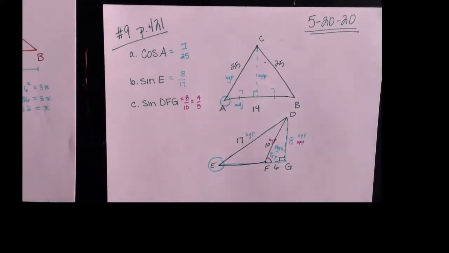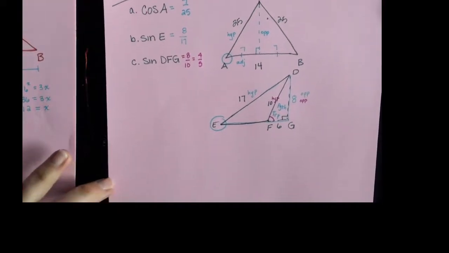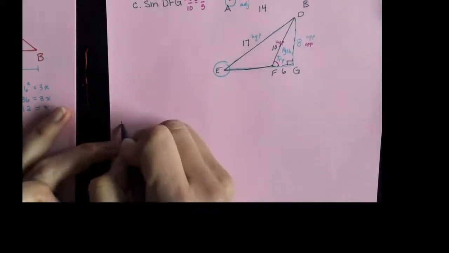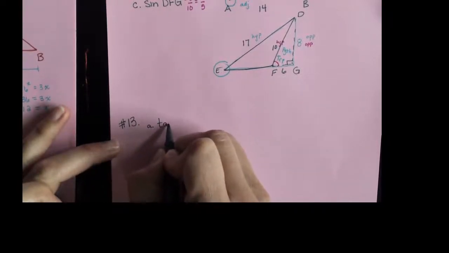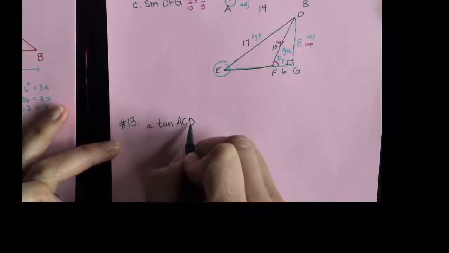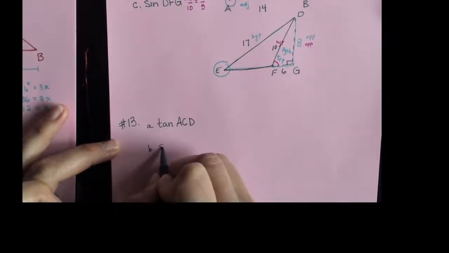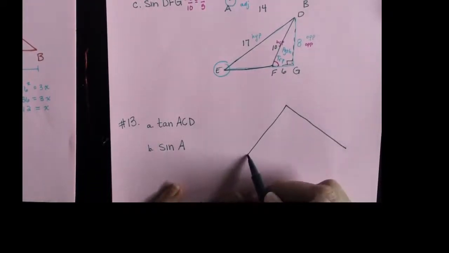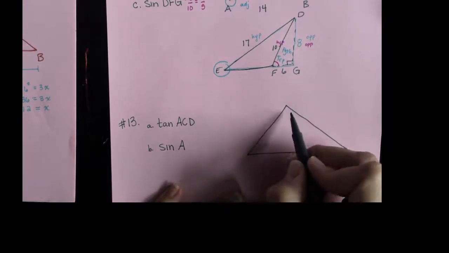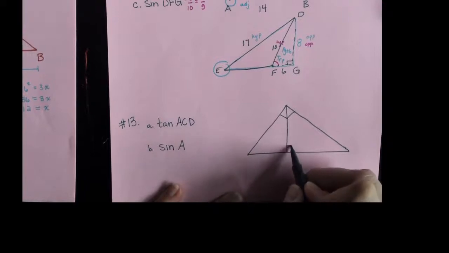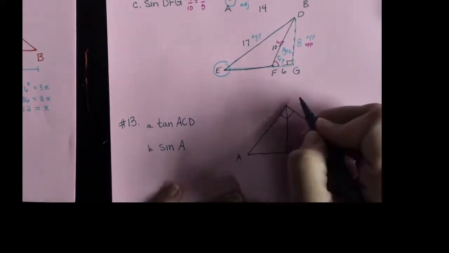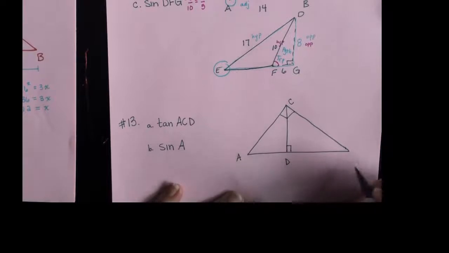Now the next question that we were asked about was number 13, same page. And this one had, we want to find tangent of ACD, and we want to find sine A. Now the picture is a bit involved because if we're just seeing it as trig, it's going to be a little bit difficult to figure out because you don't actually have enough values at this point.